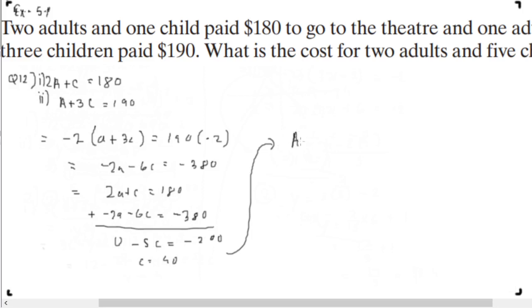Now a plus 3 times 40 is equal to 190. So a is equal to 190 minus 120. So a is equal to 70.